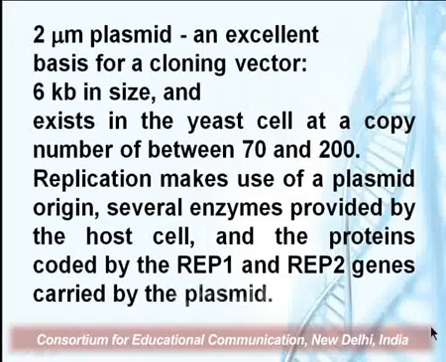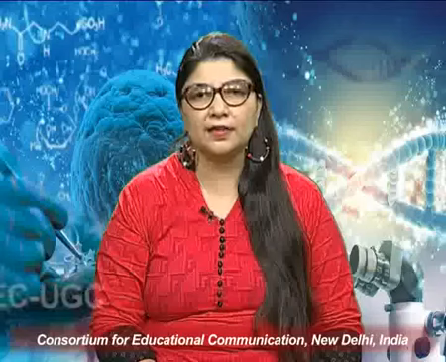The 2 micron plasmid is an excellent basis for a cloning vector. It is 6 kb in size and it exists in the yeast cell at a copy number of between 70 and 200. The replication makes use of a plasmid origin, several enzymes provided by the host cell, and the proteins coded by the Rep1 and Rep2 genes carried by the plasmid.